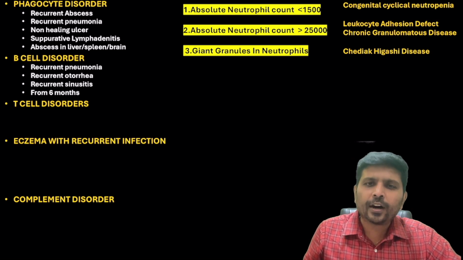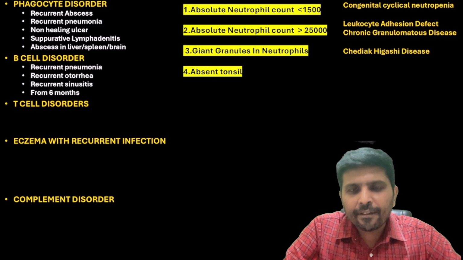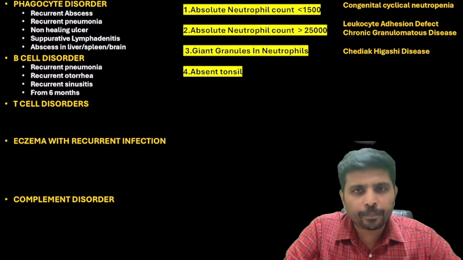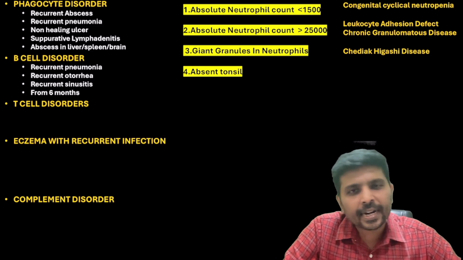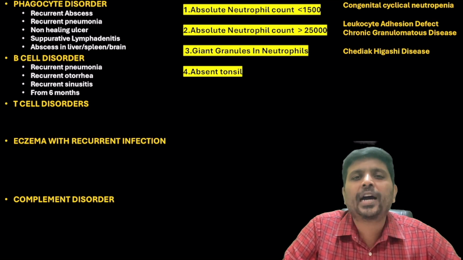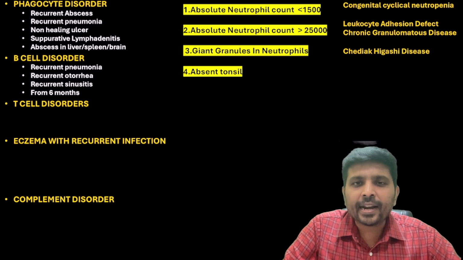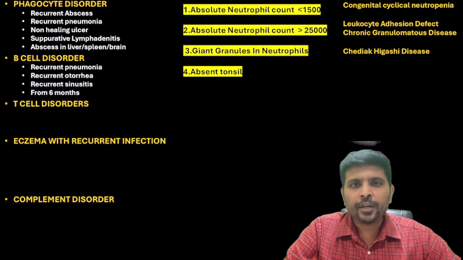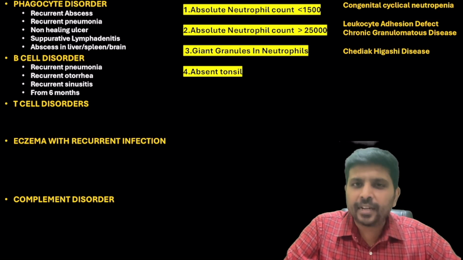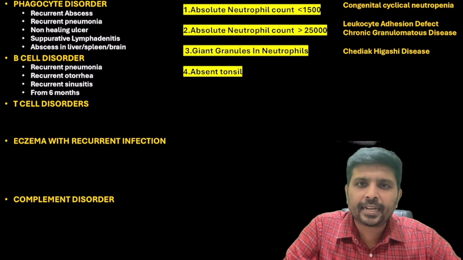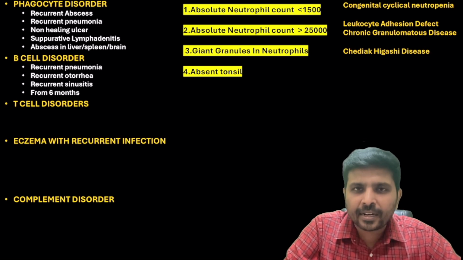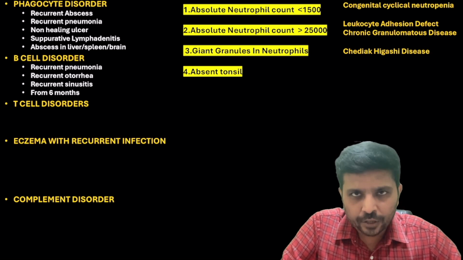What is the clue for that? Simple. Each and every one of us, particularly in the pediatric age group, between 3 years and 9 years, you need to have a good tonsil. You need to have a good adenoid. Whenever B cells are not present, you will have absent tonsil. Why? Tonsil has germinal centers. These germinal centers have B cells. So when there are no B cells, no germinal center, so no tonsil.